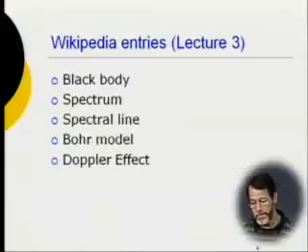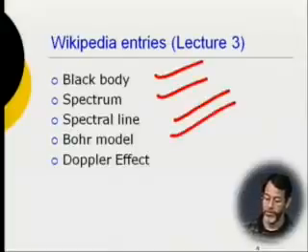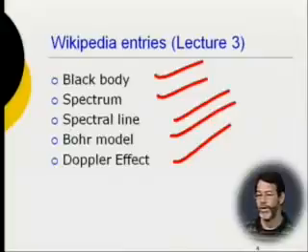Okay. So the Wikipedia entries that you will explicitly be responsible for are, you type these words into the English version of Wikipedia: black body, spectrum, spectral line, Bohr model, and Doppler effect, which will all be covered today.